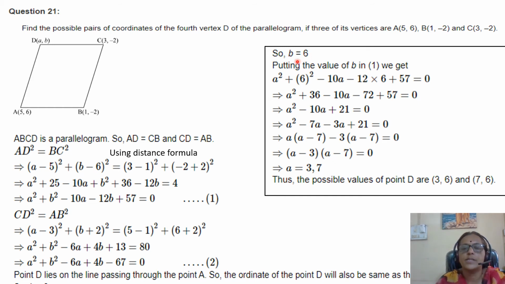Ordinate means y coordinate. So putting the value of b in equation 1. Solve this. Substitute the value of b as 6. You have the value of a as 3 or 7. So possible values of D are D (3, 6) or D (7, 6). X coordinate is called abscissa and Y coordinate is called ordinate. So here this ordinate of point D is same. That's why we have taken b as 6.